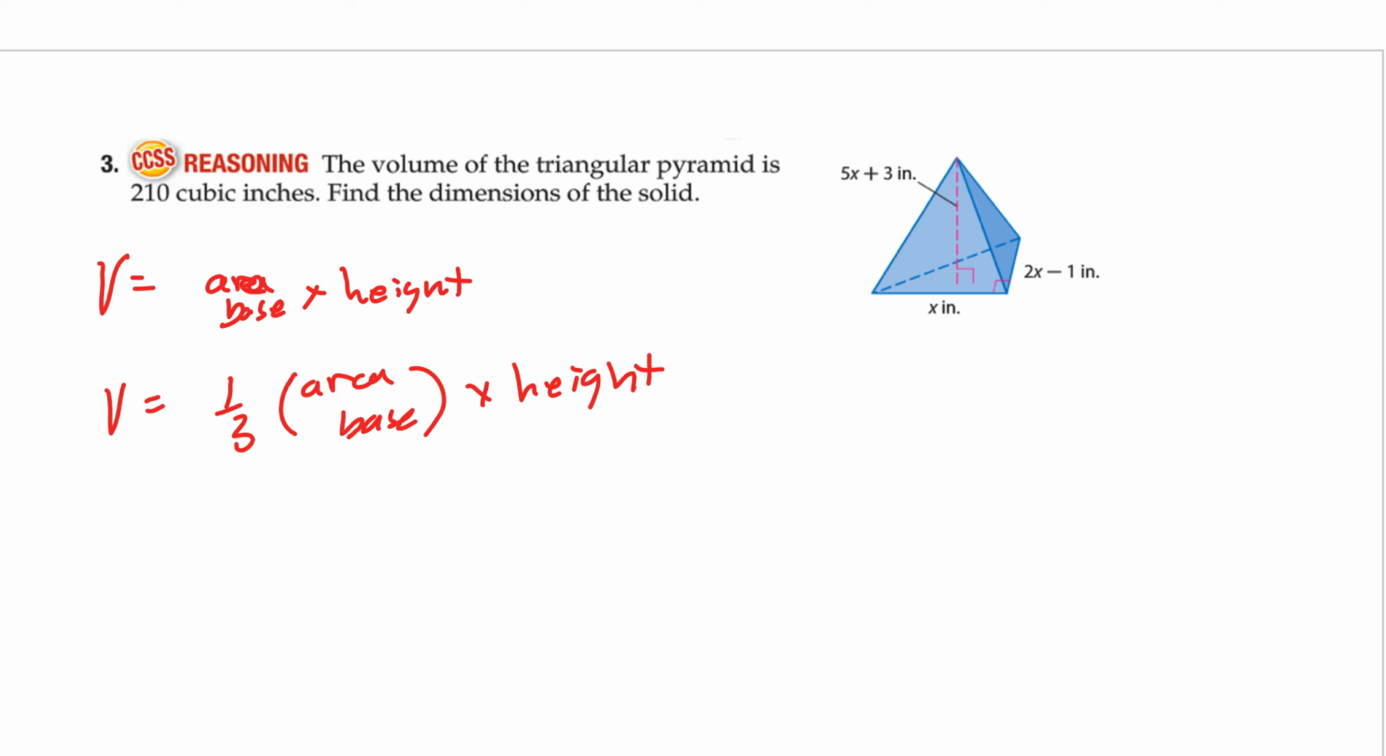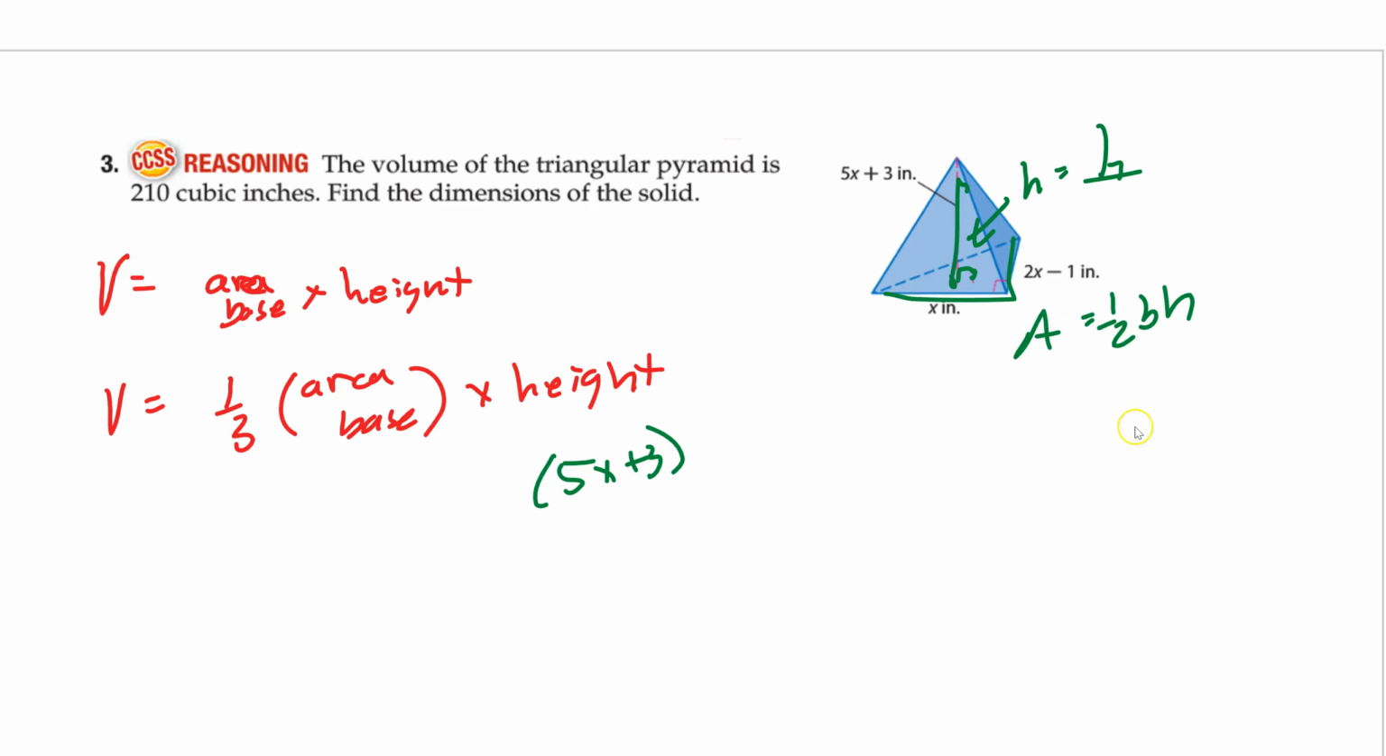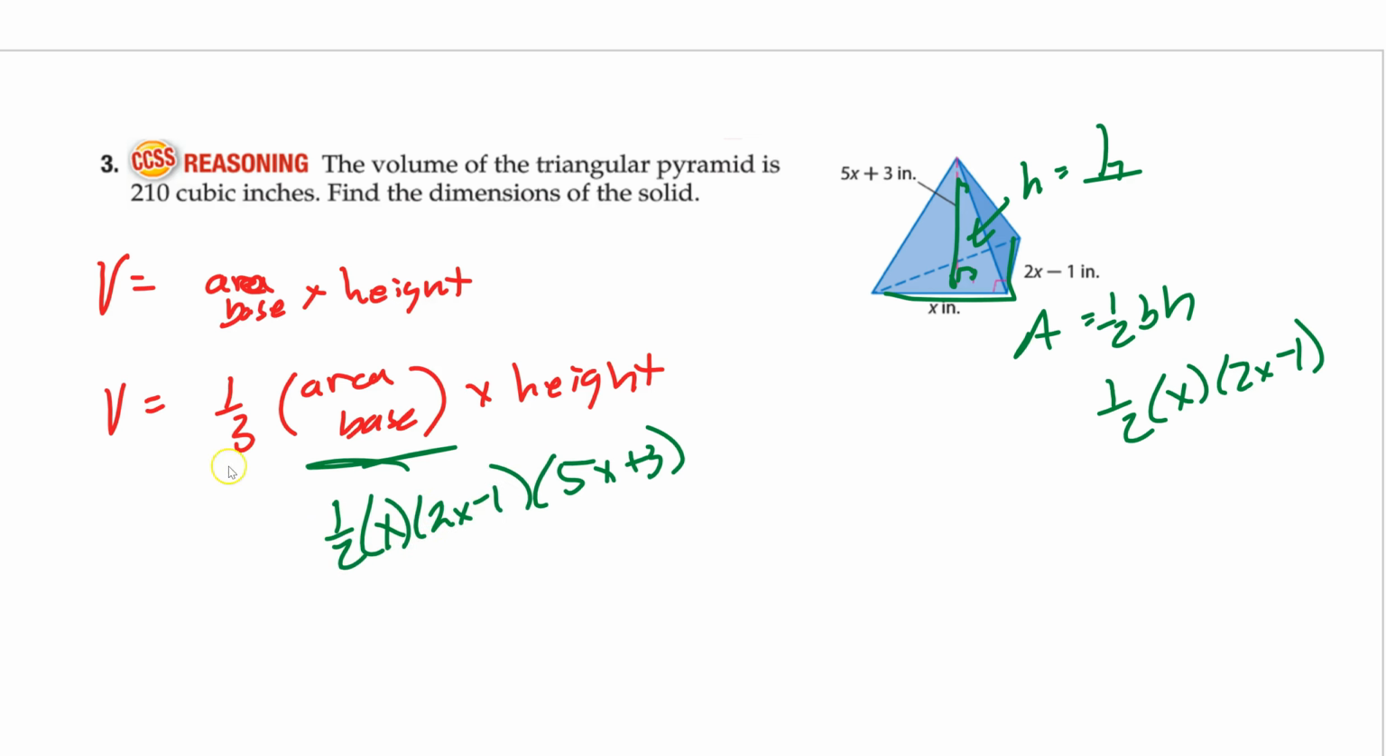Now, let's look at this problem. The height's always the thing with the right angle. So that is the height, and my height's going to be 5x plus 3. My base here is the right angle too. The area of a triangle is 1/2 base times height, so that's 1/2 x times 2x minus 1. So that's my area of the base: 1/2 times x times 2x minus 1. And then there's a 1/3 on the outside. And that all equals the volume, which they told me was 210.